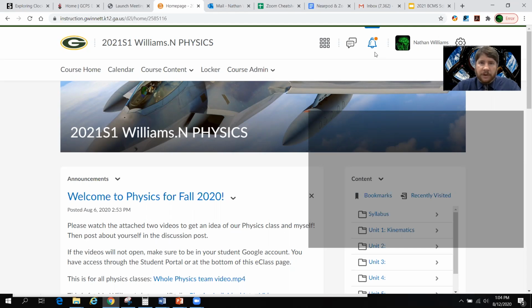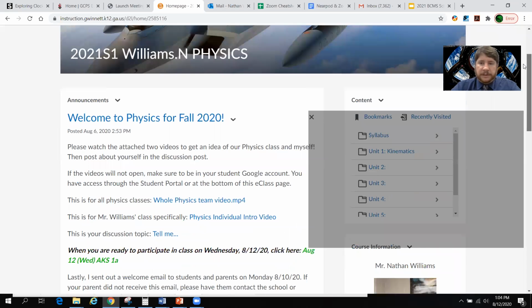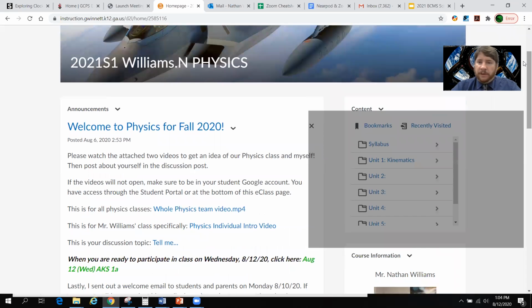So I've got our physics EClass homepage pulled up here. I also want to show you there's a couple of different ways you can get to a particular assignment. And by the way, you'll notice there's a gray block here that's overlaid over the screen, and that's where I'll be making some notes when we work through some of the examples.